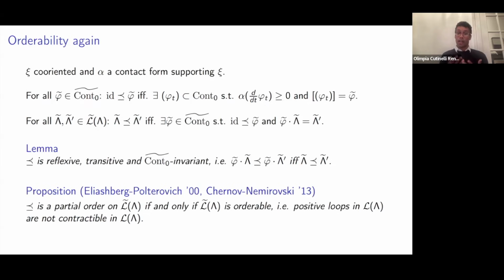What is interesting and hard to check is that antisymmetry of this binary relation is not always true. And if it is antisymmetric, then it is a partial order. Eliashberg and Polterovich, and also Chernov and Nemirovski, show that this binary relation is a partial order if and only if L tilde is orderable, so if and only if positive loops are not contractible. Okay, so this was just some orderability that we will use in our construction, this binary relation.